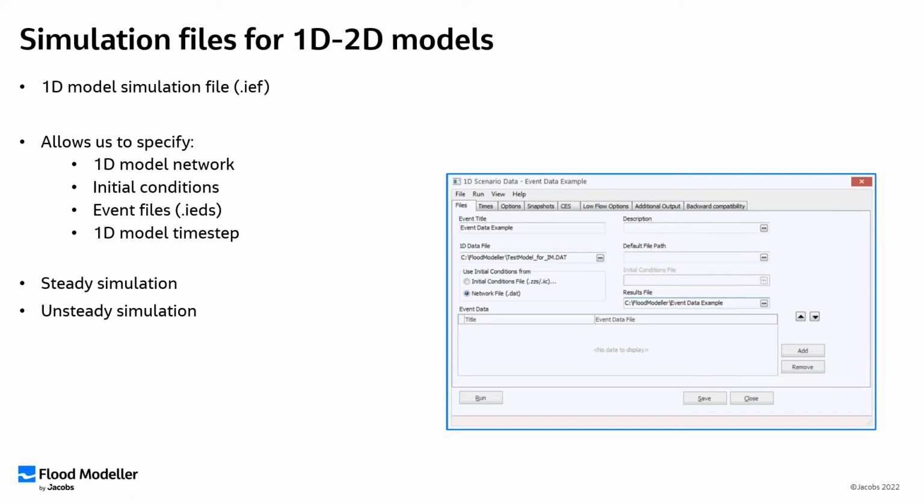A 1D model simulation is defined by a simulation file. For 1D models, this is a text file with an IEF file extension. Within a 1D model simulation file, we can specify the following inputs: our model network, our initial conditions, an event file, which would be a text file with an IED extension, and our 1D model time step, as well as several other options and additional outputs that are discussed in detail on the Fluid Modeler website.